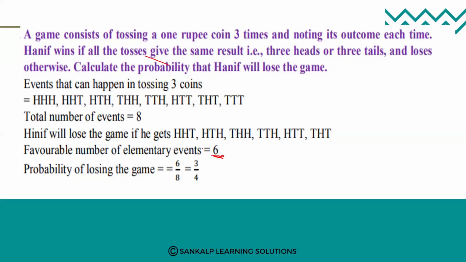So the probability of losing the game is 6 by 8. So 6 by 8, 2 threes are 6, 2 fours are 8, that is 3 by 4. Now the probability of winning the game: in only 2 situations he will win. So 2 divided by 8, that is 1 divided by 4. Remember.